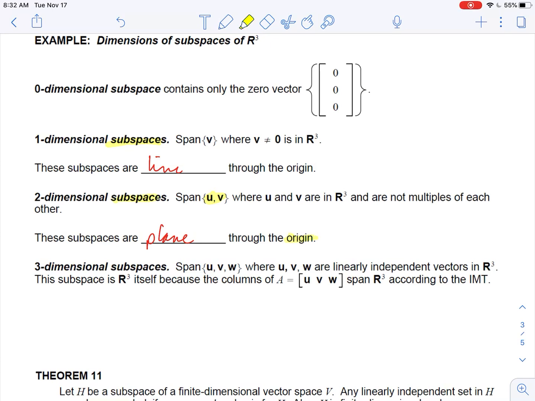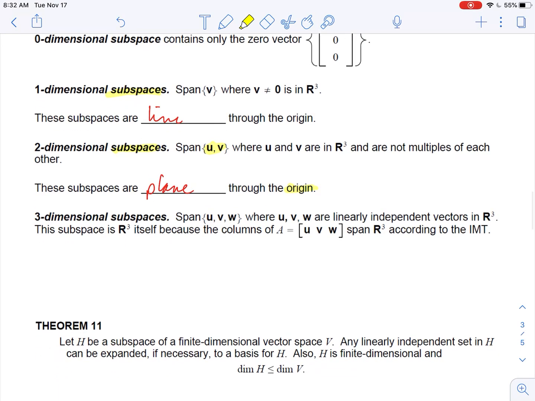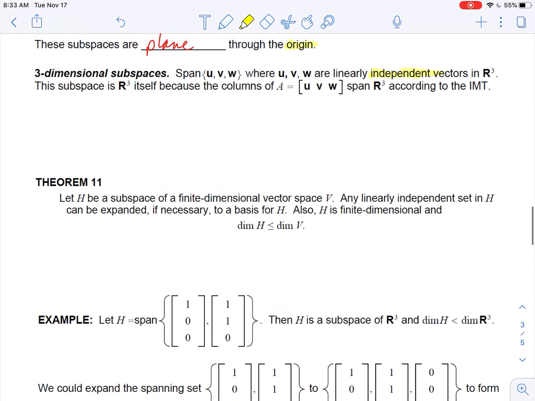Now we're looking at a three-dimensional subspace. We're looking at a span of three unique vectors in R3 that have to be linearly independent. So with three vectors in R3, the subspace is R3 itself, because the columns of A, which would be these three vectors, do span all of R3. All right, last theorem here, and then we'll get into some more interesting examples.